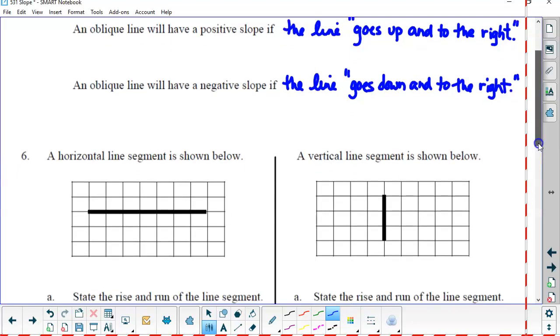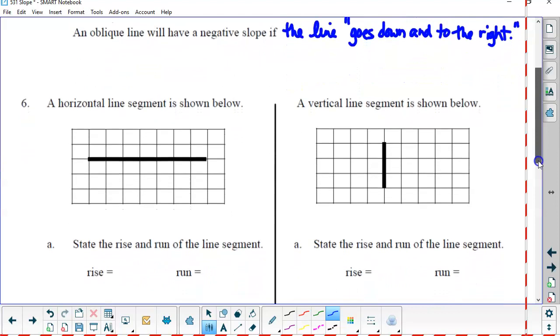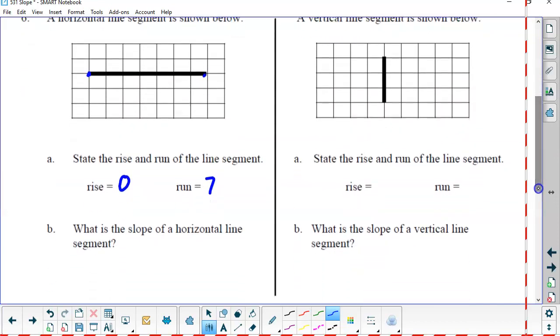Okay, so now we have horizontal line segment there. So what is the rise? Well, from the left point to the right point, there is no rise. It's 0. The run here is 3, 6, 7. Okay. Well, rise over run then. 0 over 7 is 0. So the slope of any horizontal line is 0. Okay? Memorize it if you need to, so you don't have to calculate it each time.